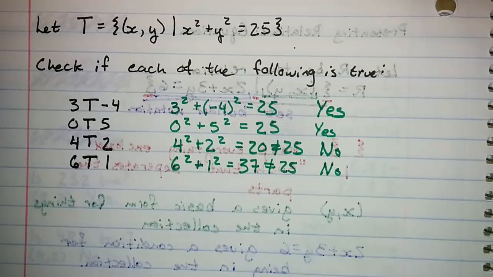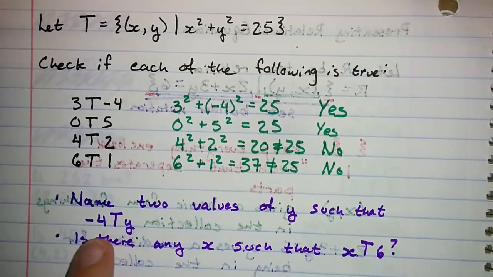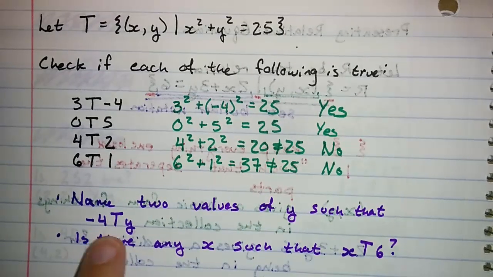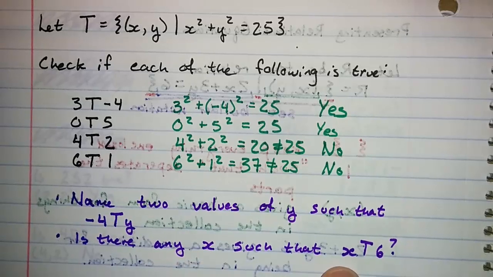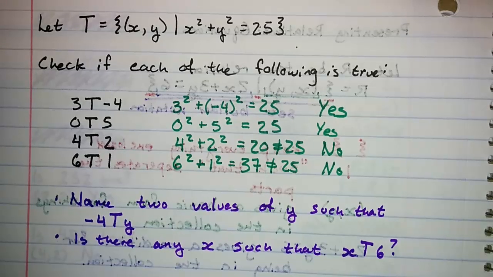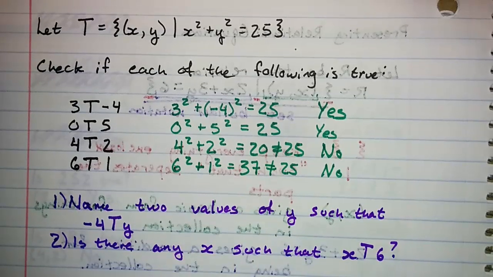We can also ask some more complicated questions. We could say, name 2 values of y such that -4 has relation T to y. We could ask the question, is there any number x such that x is related to 6? Pause the video if you'd like and think about these 2 questions and how we might answer them.